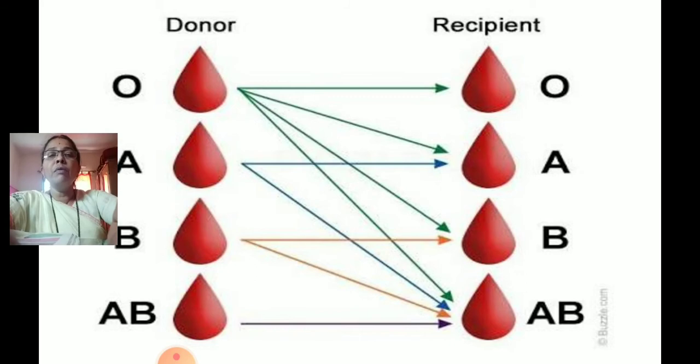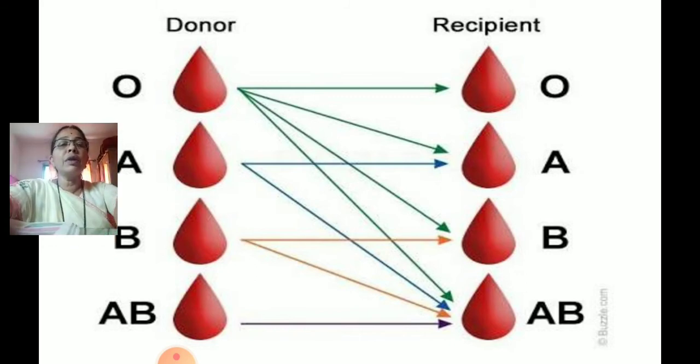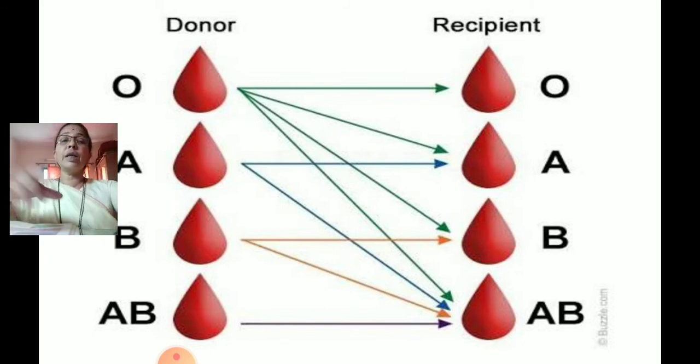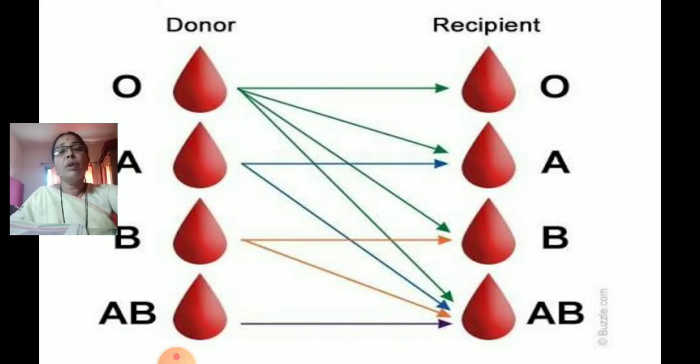Now AB, what happens here? It is having both the genes, that is A and B also. So it can receive the blood from all these groups, from A, from B, from AB, as well as from O. So the AB blood group is said to be the universal receiver. That means they can receive the blood from any donor.